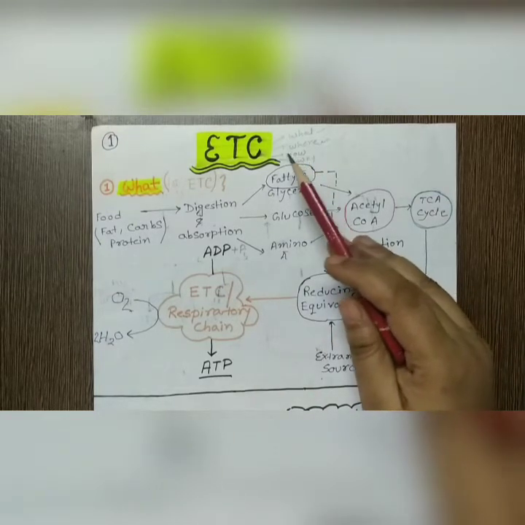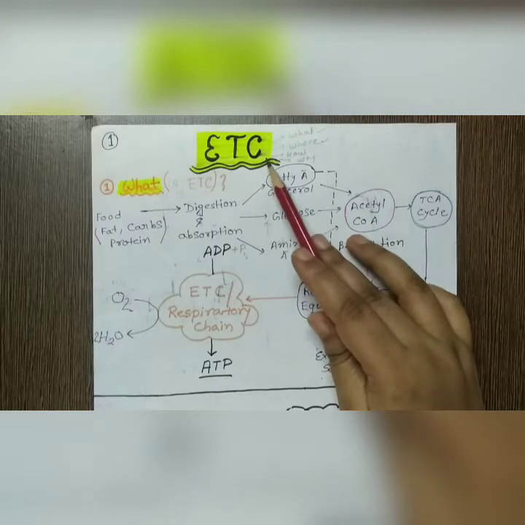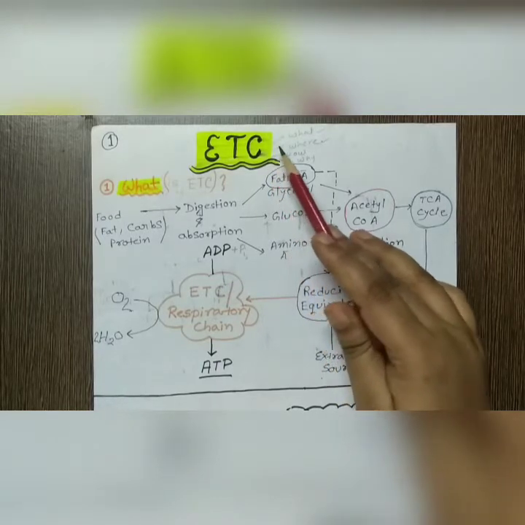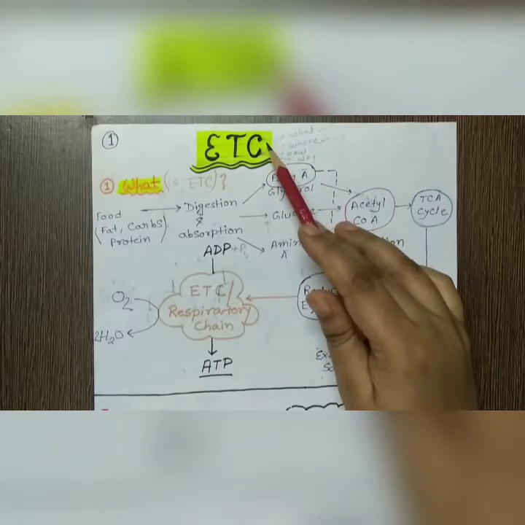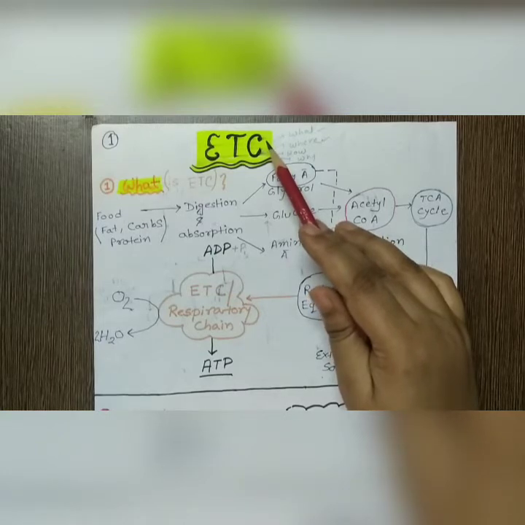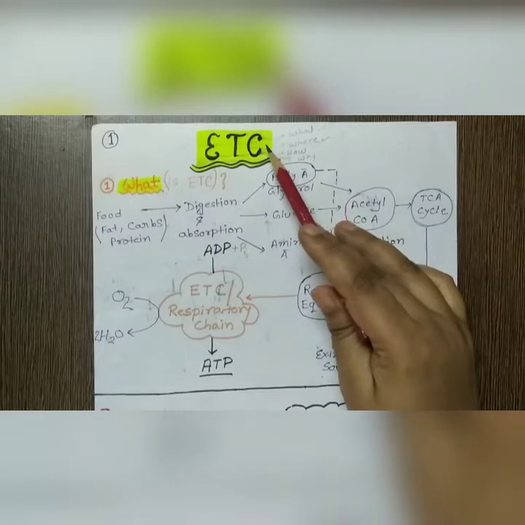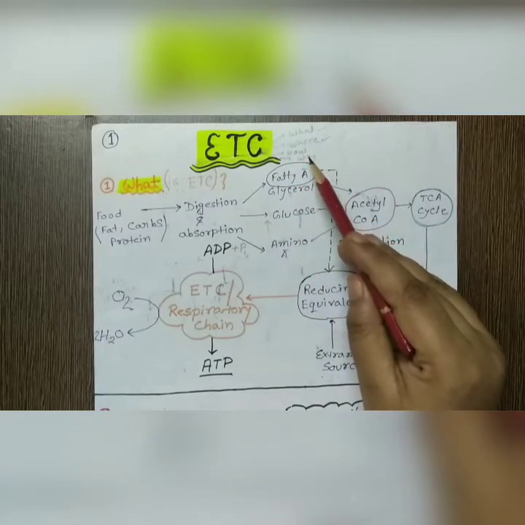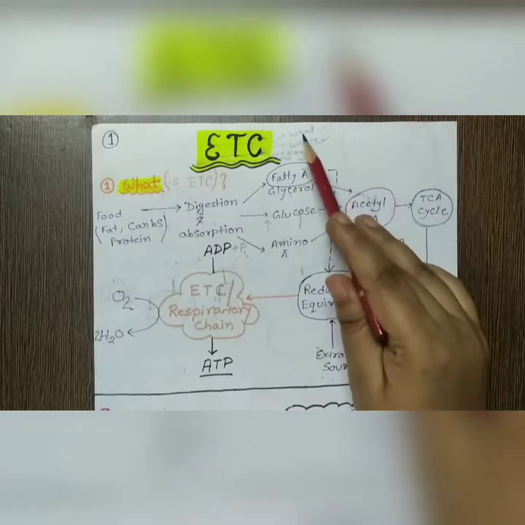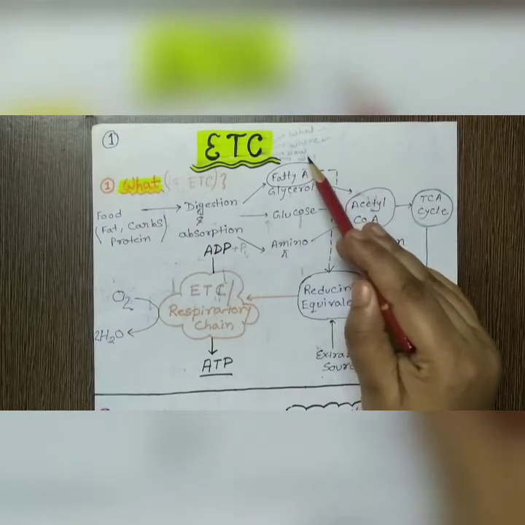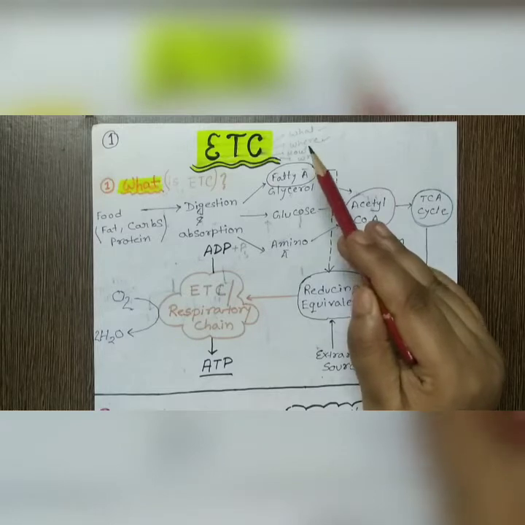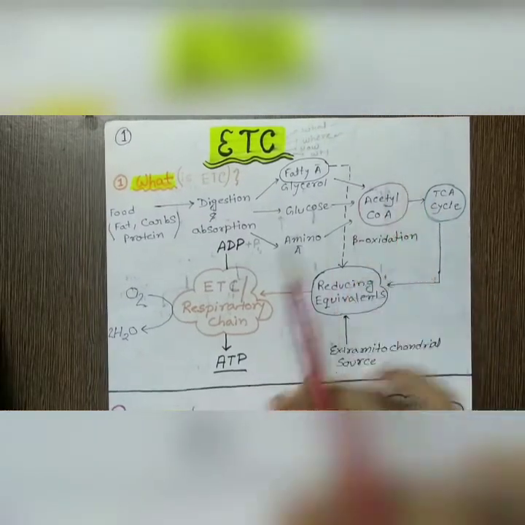Hello everyone, today we will discuss ETC. We all know a little bit about ETC, that it is the main machinery system to reproduce ATP, which is our main energy currency. So we understand ETC under four main questions, that is what, where, how and why. Let's start first with what.